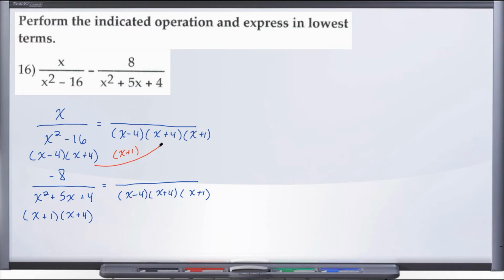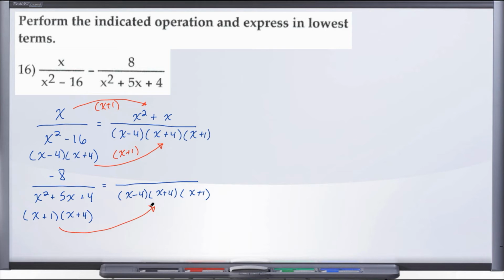And whatever I multiply the bottom by, I have to multiply the top by. So I multiply the bottom by x plus 1, so I have to multiply the top by x plus 1. And now I can say, well, x times x, that's going to give me x squared, and x times positive 1 gives me positive x. All right, now let's take a look here. X plus 1, good. X plus 4, good. But I'm missing from this set of factors the x minus 4.